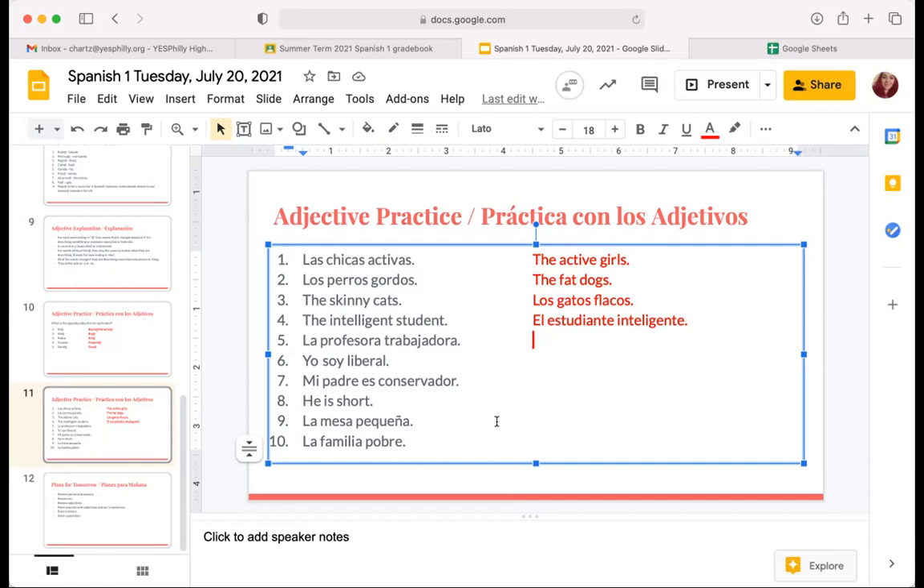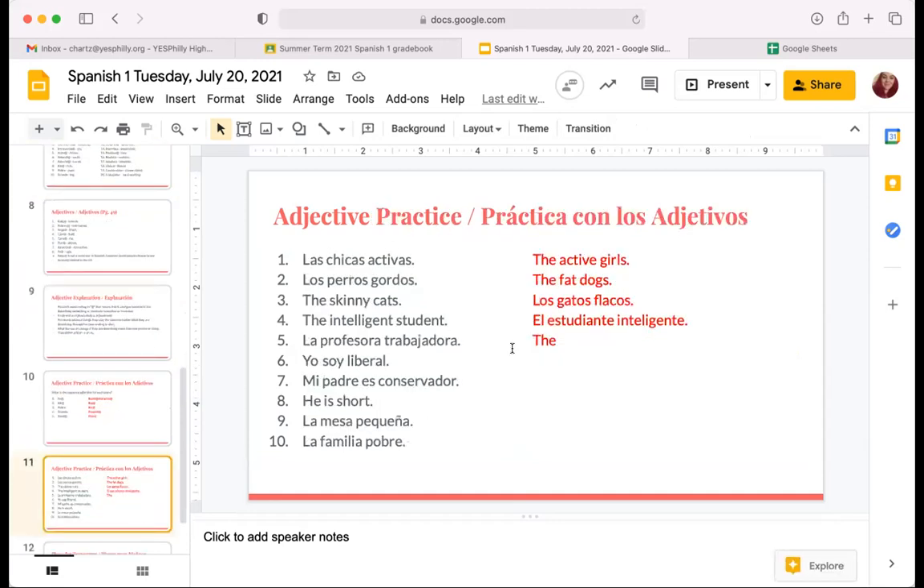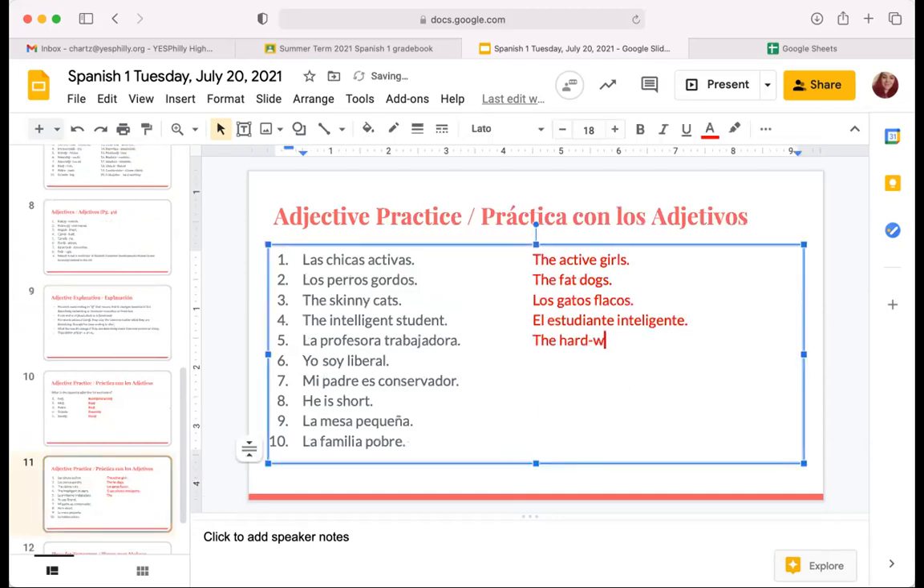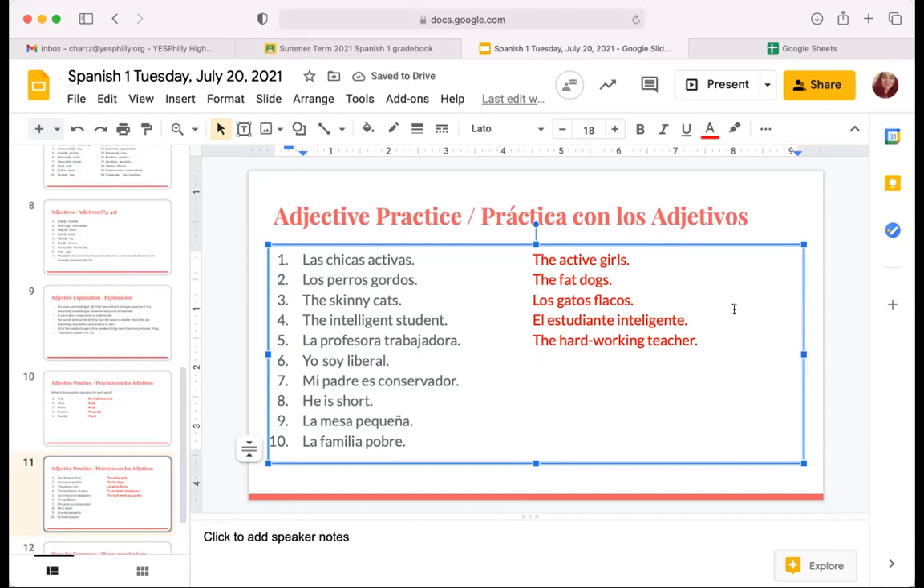So for the next one, we have la profesora trabajadora. The professor, the teacher, yep. Let's go back. Hardworking. Yep, the hardworking teacher. It's funny how Spanish turns into a complete sentence. Even if you mess up words or put words in a different order, if you know a little bit here and there, you can kind of bring it together and make a whole sentence.